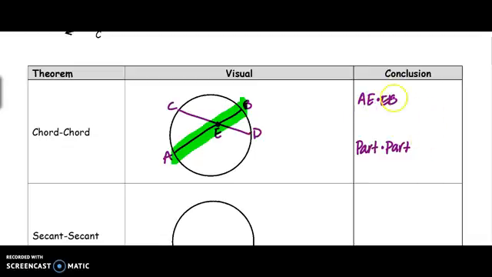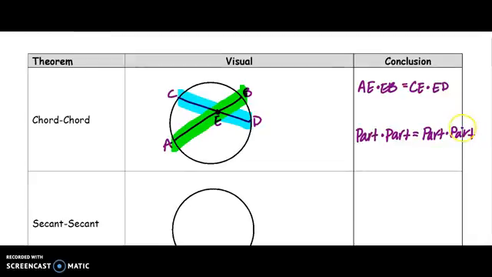Now that's just one chord, so we also have to look at the other chord. So here we're going to look at CD, and let's do the same thing. We're going to multiply one part of the chord, CE, by the other part of the chord, ED. So this is part times part equals part of the other chord times part. So what I'm going to do first is just give you equations, then we're going to talk about actually how to use them, and it does get a little easier once we put numbers to it.